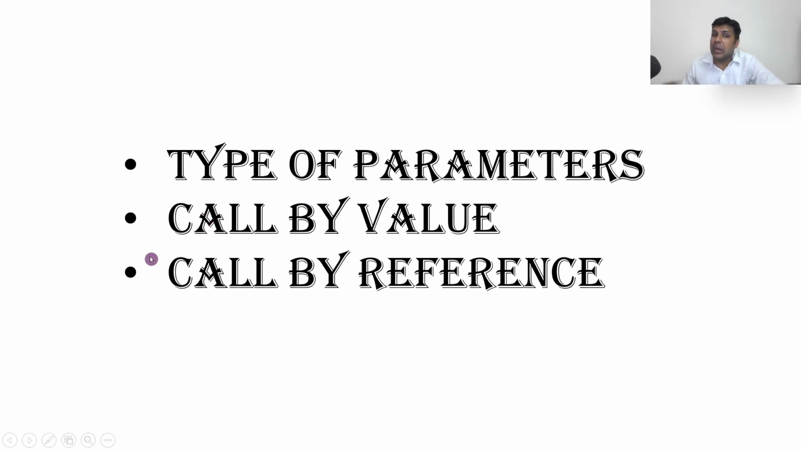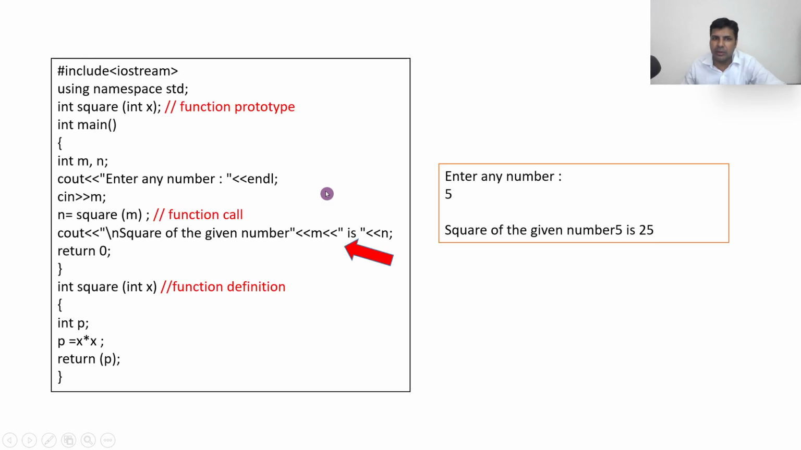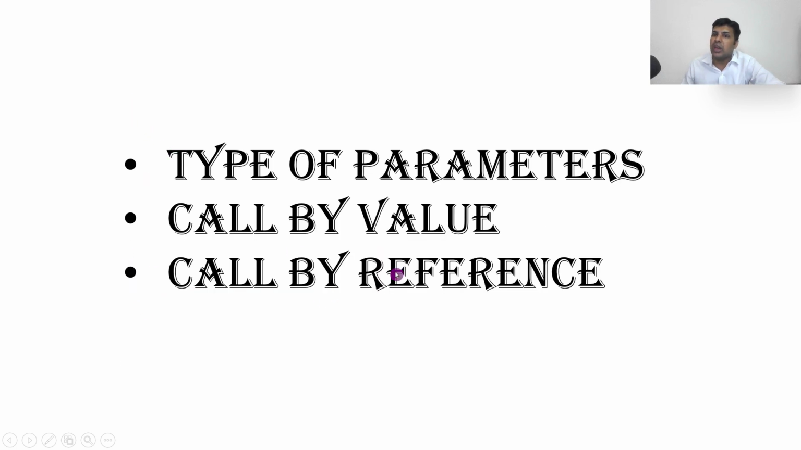Now let us see types of parameters. Just now we have seen parameters, right? Parameters means here you can see in the text. Okay, so in the text these are the parameters, right? So what are the types of parameters? There are two types of parameters: call by value and call by reference. What is this call by value? What does call by reference mean?